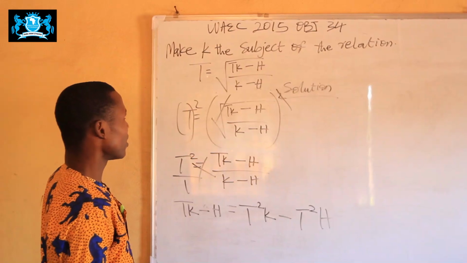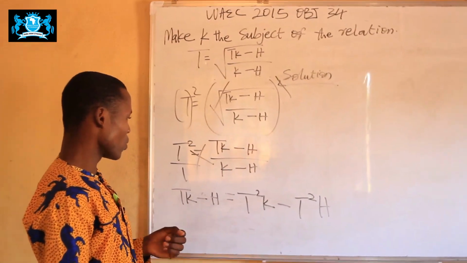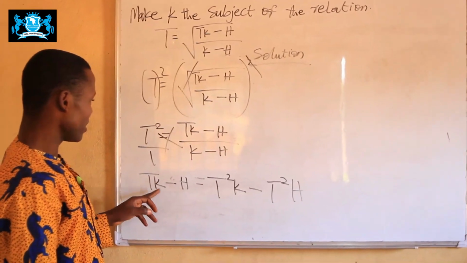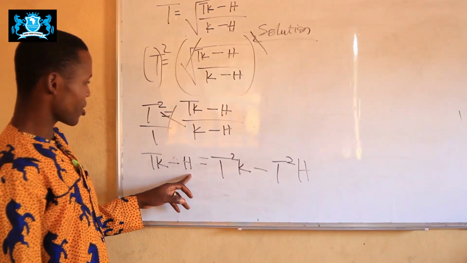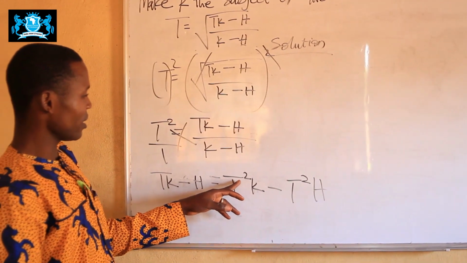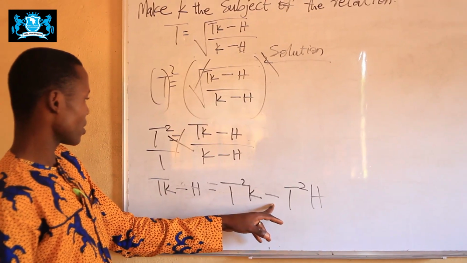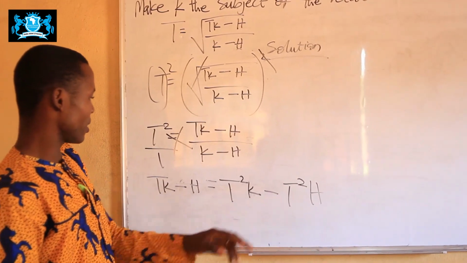Remember, we are trying to make K the subject of the formula. So what do we have? We have T, K minus H, then equal to T squared K minus T squared H.